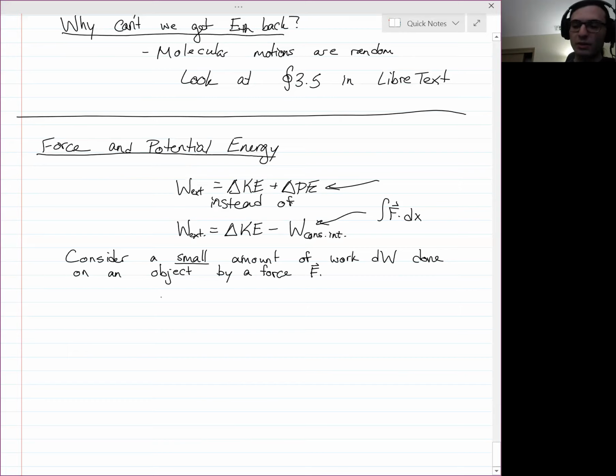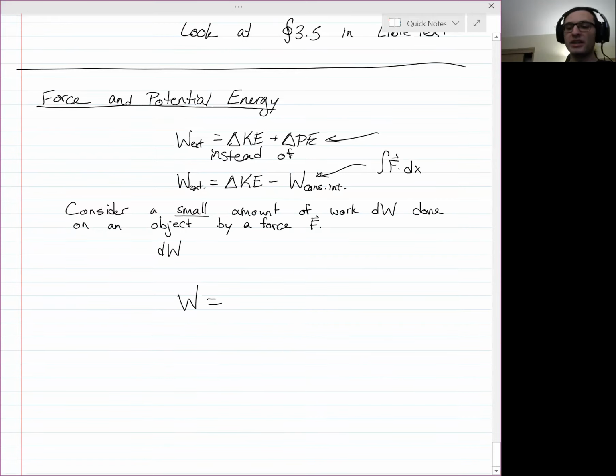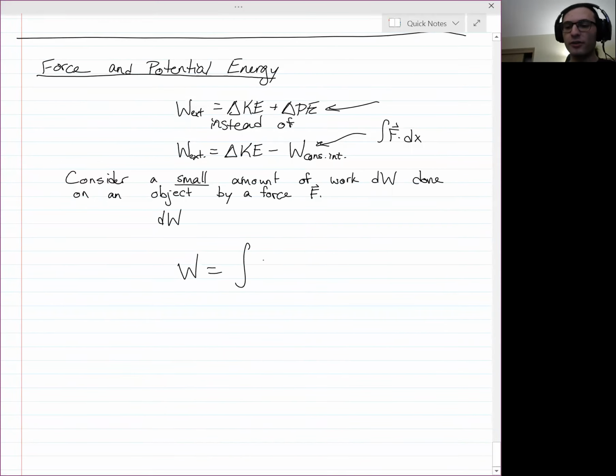So how would we compute that? Well, we know that the total work done over a full path is the integral of F dot dl. What you're doing is basically adding up the amount of force at each point along the path. So if we have a tiny amount of work done, you're just looking at the force over a very tiny distance.